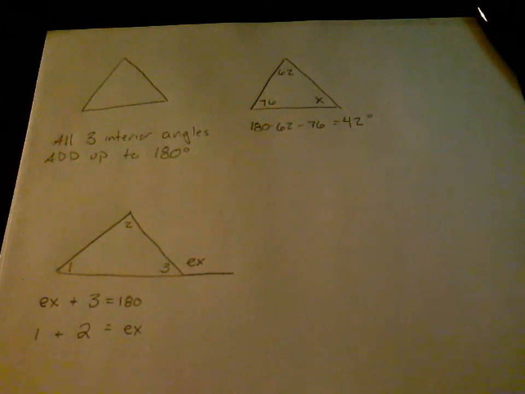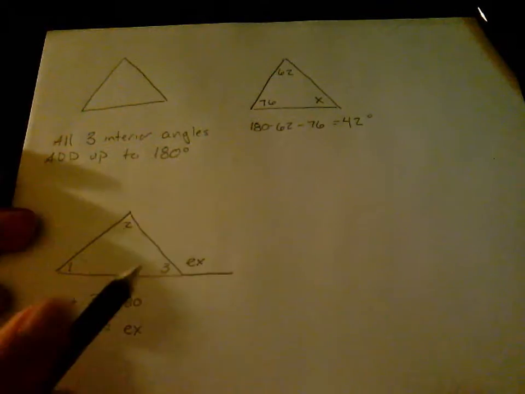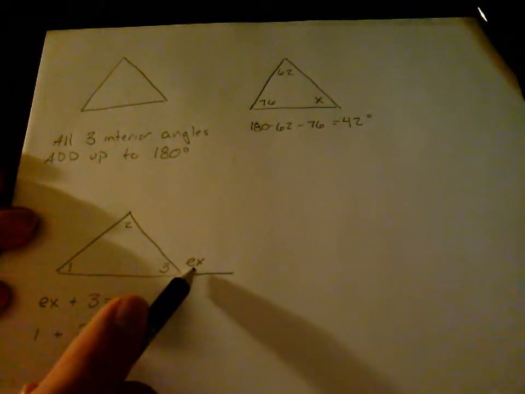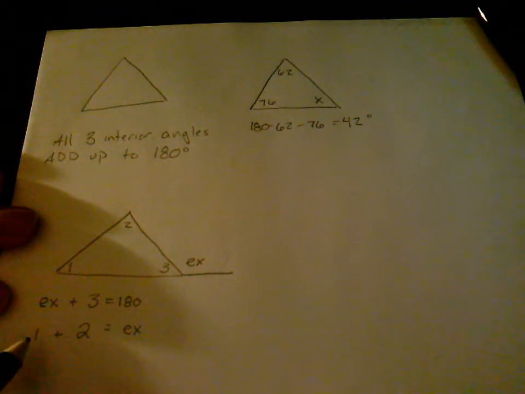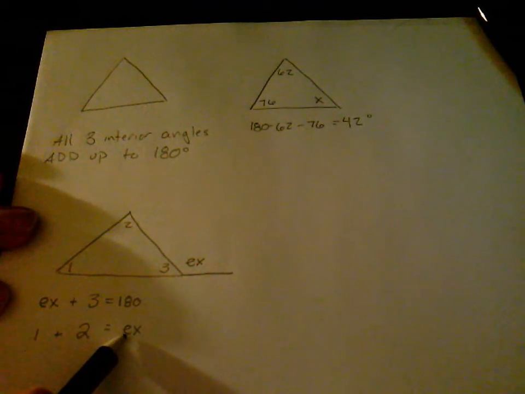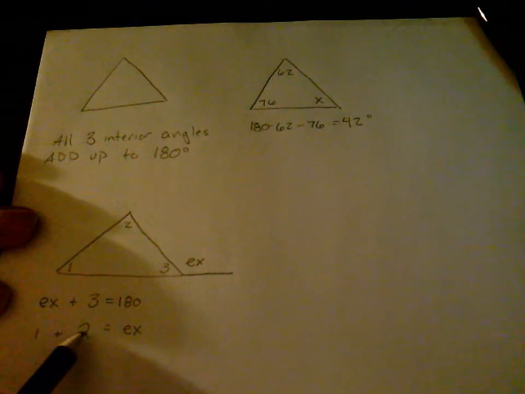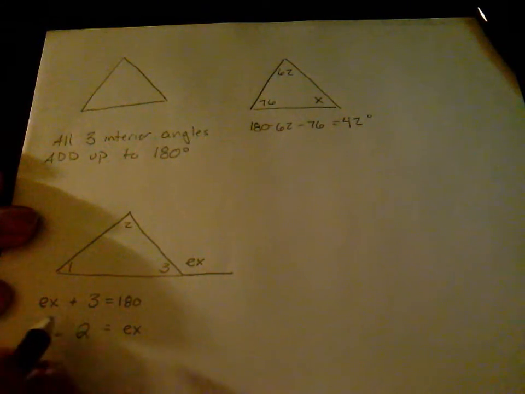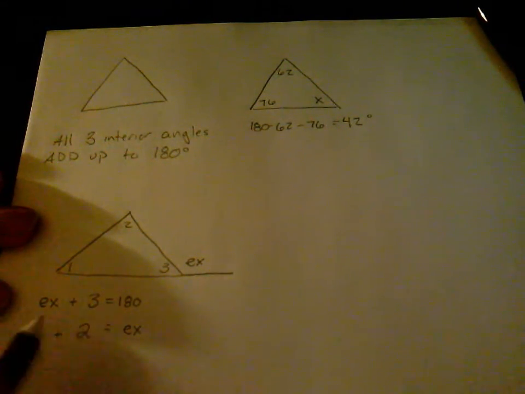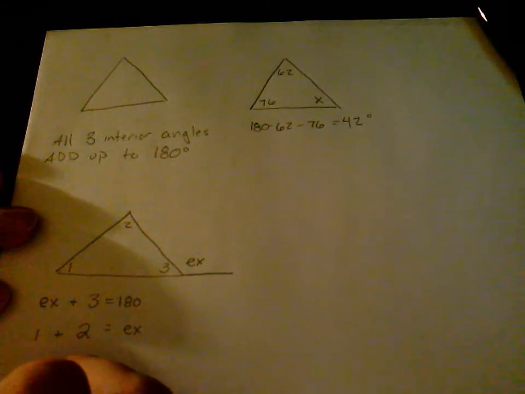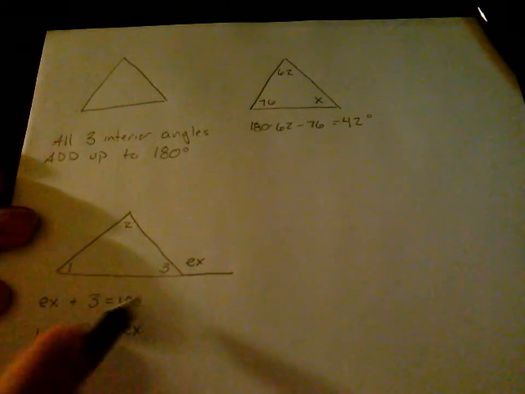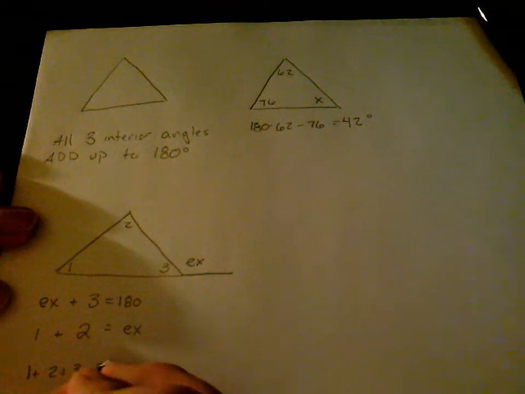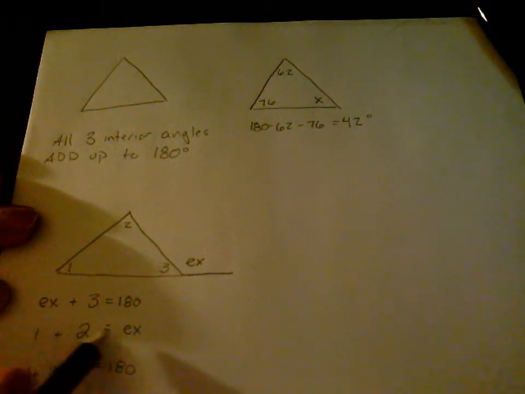The reason why is that if these two add up to 180, and this whole thing adds up to 180, the exterior angle is 1 plus 2. So we could take this exterior angle and replace it with 1 plus 2, and we'd get 1 plus 2 plus 3, and since we know all triangles add up to 180, you can see that that's 180. So we know this works.